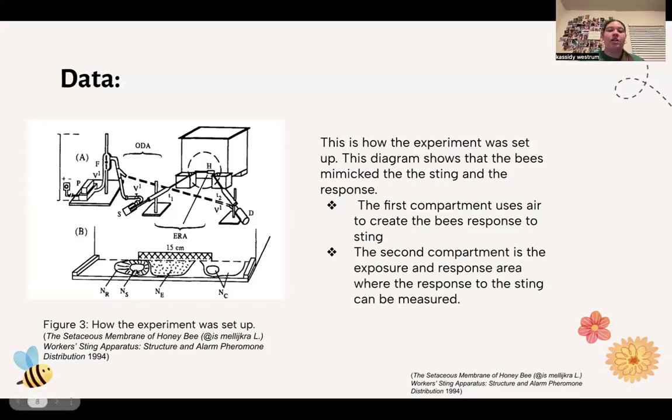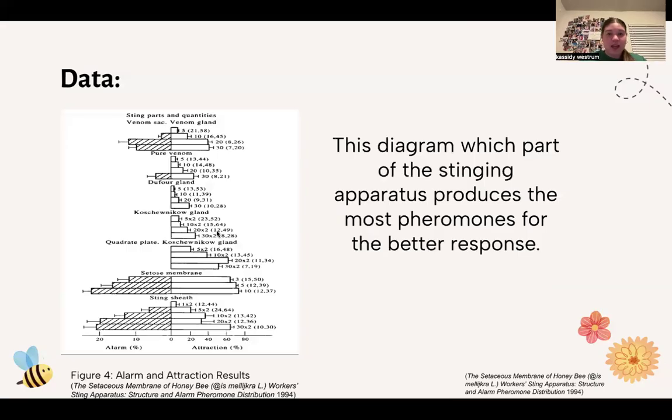And then this is called the exposure and response area, and that's where they measured the production of the pheromone, and it's also where they measured how many would respond to that production of pheromone. This diagram shows us what part of the apparatus had the most alarm percentage and the most attraction percentage, which we can see right here is the cetos membrane. It had way more alarm percentage and attraction percentage than all the other ones, like the Koschevnikov gland, which had no alarm percentage, and so it shows how much better the cetos membrane was.